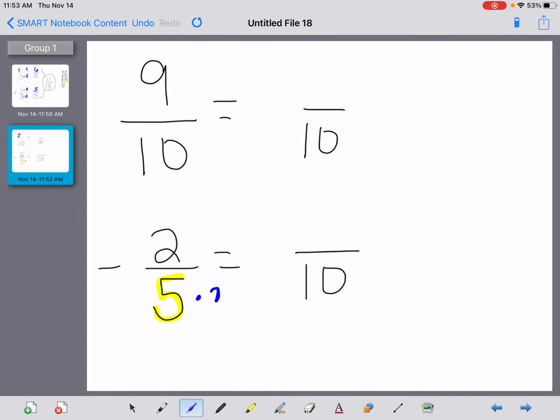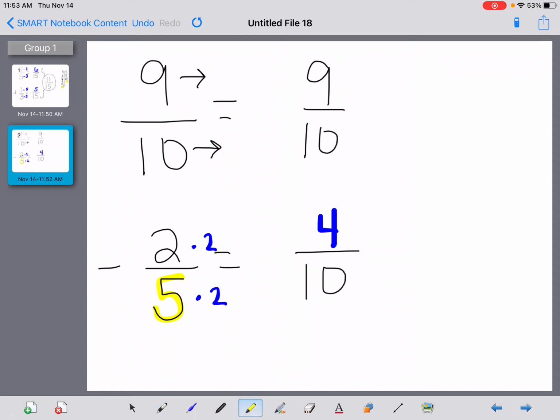5 times 2 equals 10. And what I do to the bottom, I'm going to do to the top. 2 times 2 is 4. When I look up at my first fraction, I realize that I didn't change that, so I do not have to change that. That fraction was already in the units that I wanted.